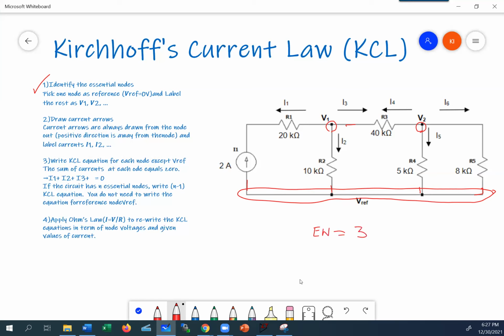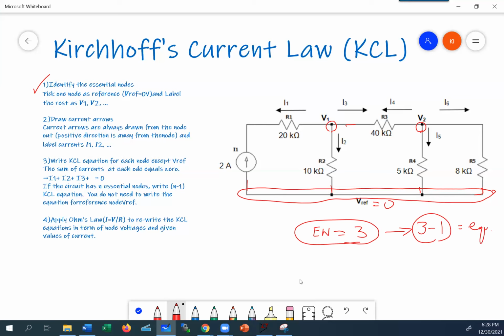One of those essential nodes, and you can literally pick any one you want, you can just arbitrarily call it V reference and set its value to 0. It won't make any difference which one of the nodes you pick. Which then means that if I have 3 essential nodes, one is going to be the reference. I only worry about 3 minus 1, one less than the number of essential nodes. So that's how many equations I'll end up with. So does that make sense?